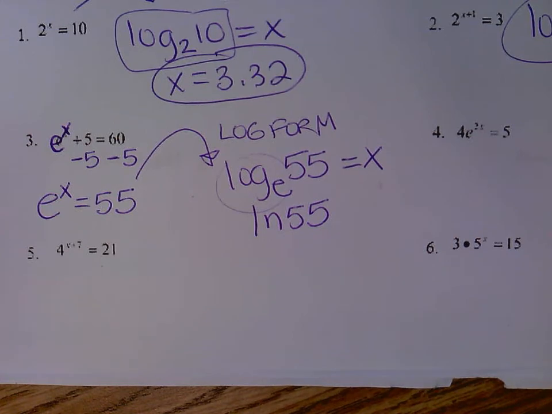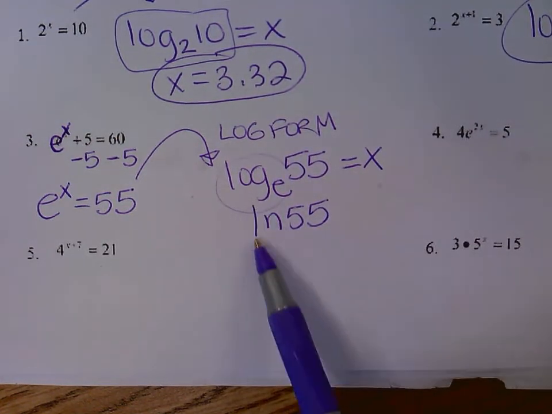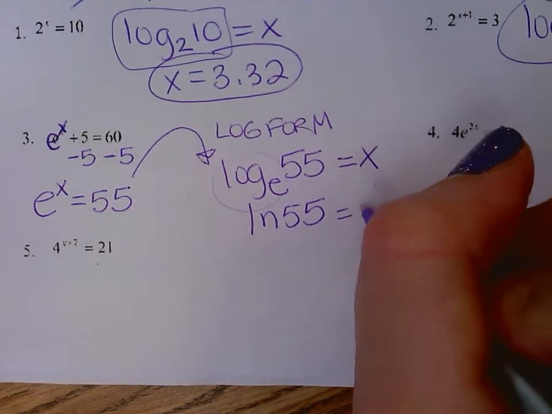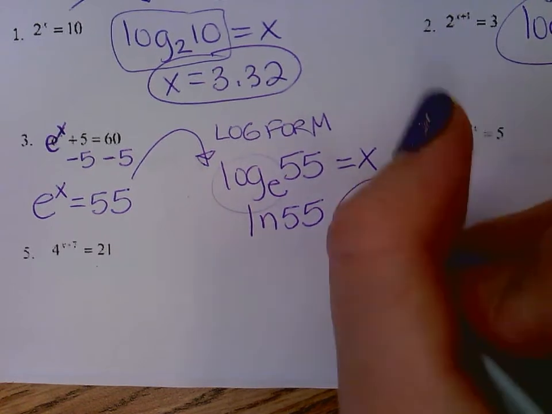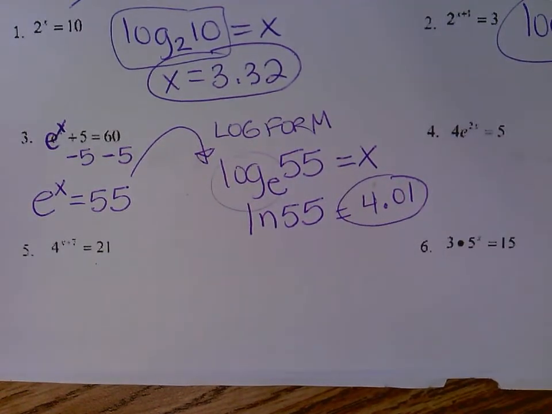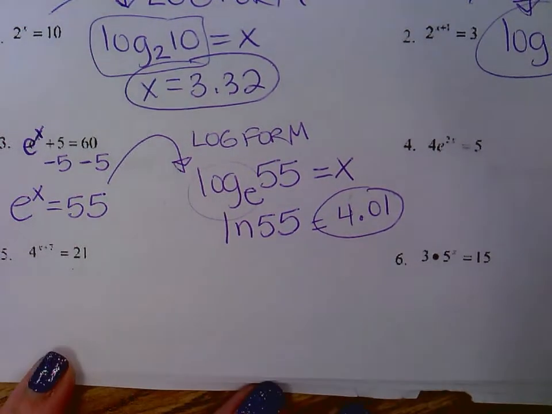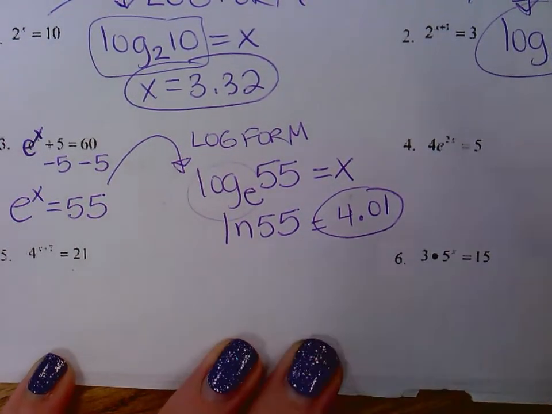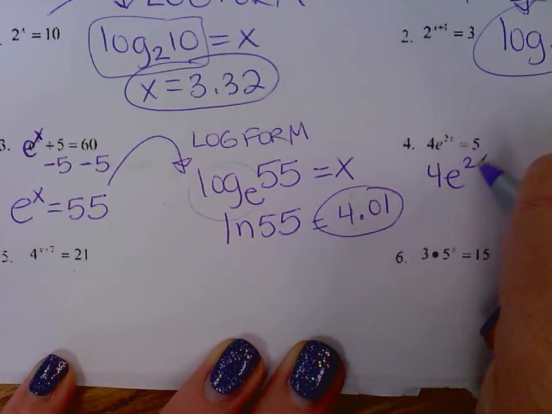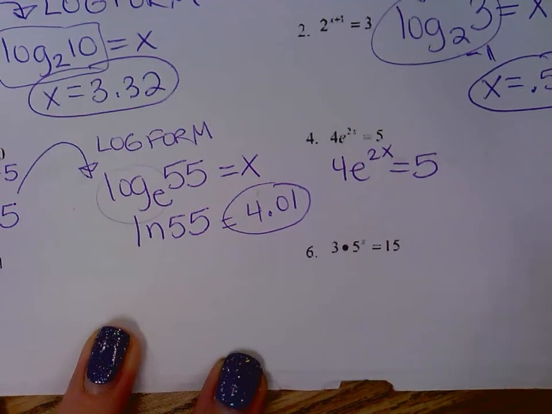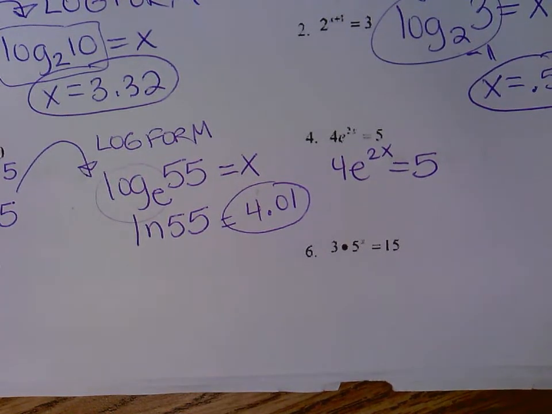So 4.01, does that sound right? This stands for ln, natural log, so the base is e. What do you think you have to do first on example 4 before you can change form? This says 4e to the 2x power equals 5, if you can't read what it typed out as.